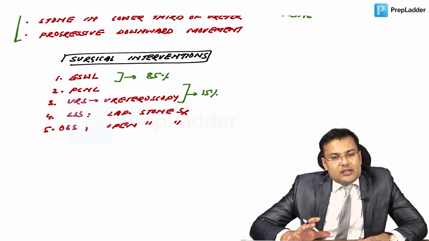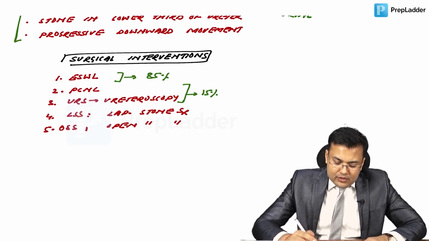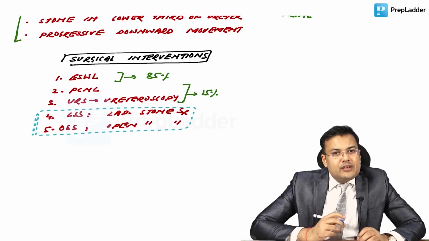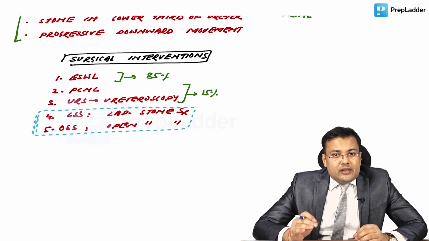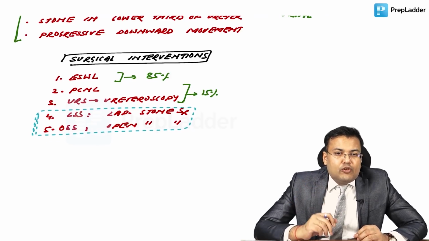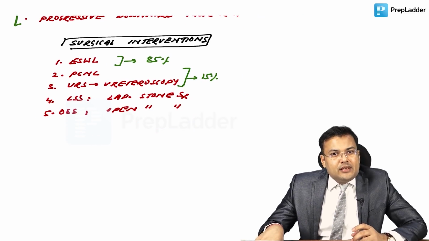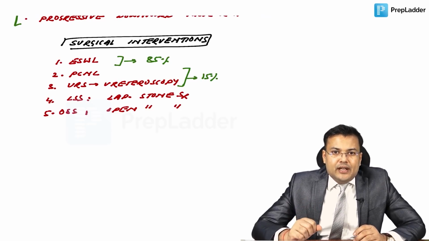So since ESWL, PCNL and URS are curative for most of the stones, there is no significant role of these two interventions, and generally these are not done. I said generally these are not done. There are only two indications of open stone surgery, in which case you perform open stone surgery. Imagine if a patient is having a stone and a non-functioning kidney. What is the definition of non-functioning kidney?